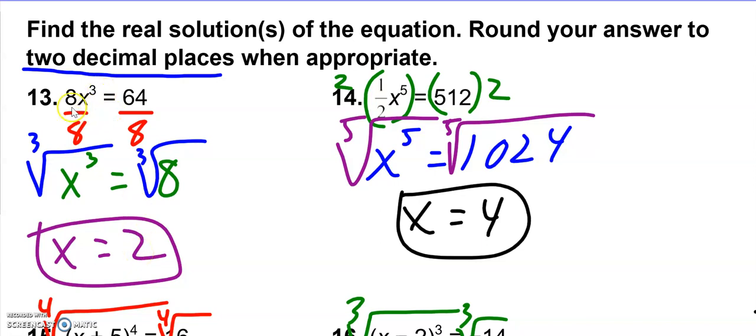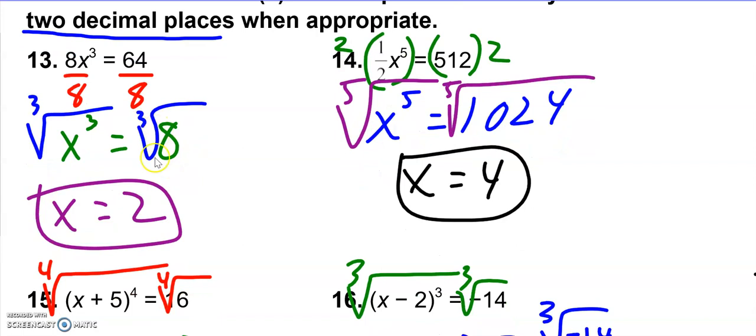Okay, so for 13, the first thing I did was I wanted to get the variable with the exponent by itself, so I divided both sides by 8. So 64 divided by 8 is 8. My result after the red was the green, and I was left with x to the third equals 8. But now I need to get rid of the 3 exponent, so I did the cube root of both sides, and the cube root of 8 is 2. I did that on my calculator if you don't know that in your head.